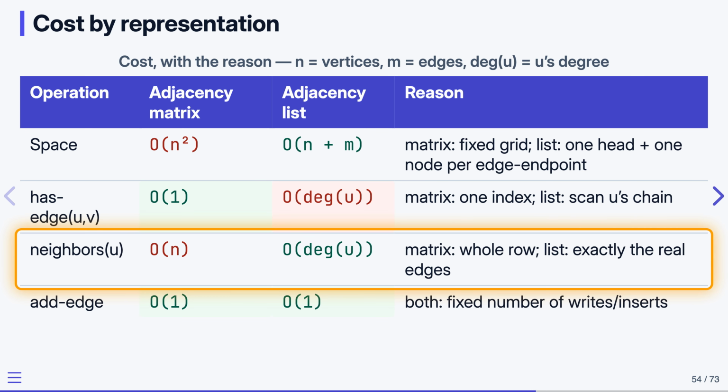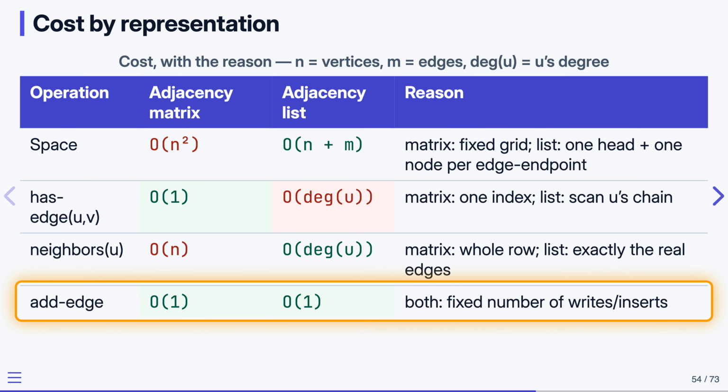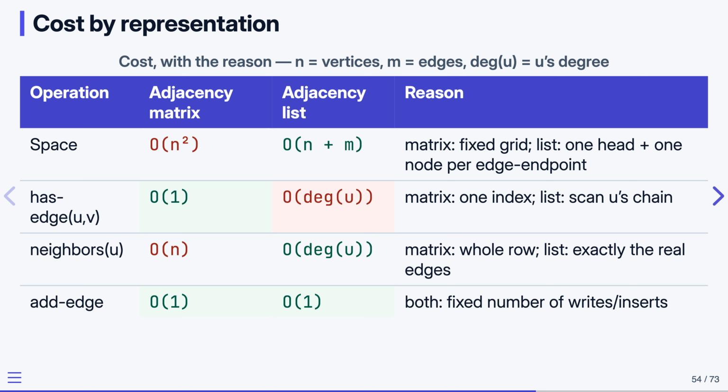Neighbors. The matrix is O(n), the whole row. The list is O(degree of u), exactly the real edges. Add edge. Both are O(1), just a fixed number of writes or inserts. Notice the matrix and list trade places. Whatever the matrix does fast, the list does slow, and the other way around.